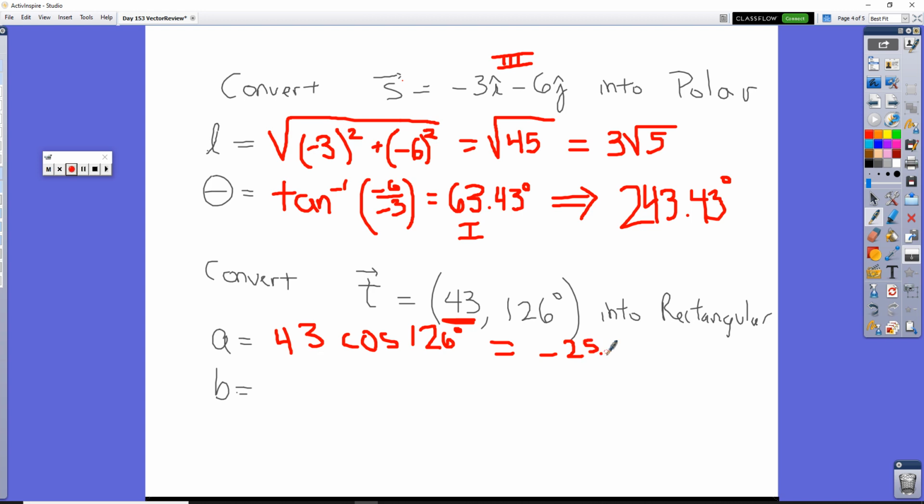And that's going to be the amount of the vector in the i direction, because your A component goes in the i direction. And then magnitude times the sine of your angle. So 43 times the sine of 126 degrees will give you the amount of your vector going in the y direction. So that would be 34.79 in the j direction. So make sure that you put the labels on here with the i's and the j's so that you know how much is going in the x direction, how much is going in the y direction.